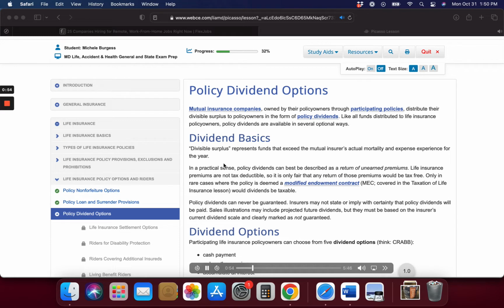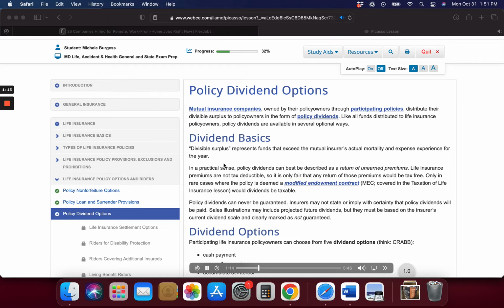Policy dividends can never be guaranteed. Insurers may not state or imply with certainty that policy dividends will be paid. Sales illustrations may include projected future dividends, but they must be based on the insurer's current dividend scale and clearly marked as not guaranteed.